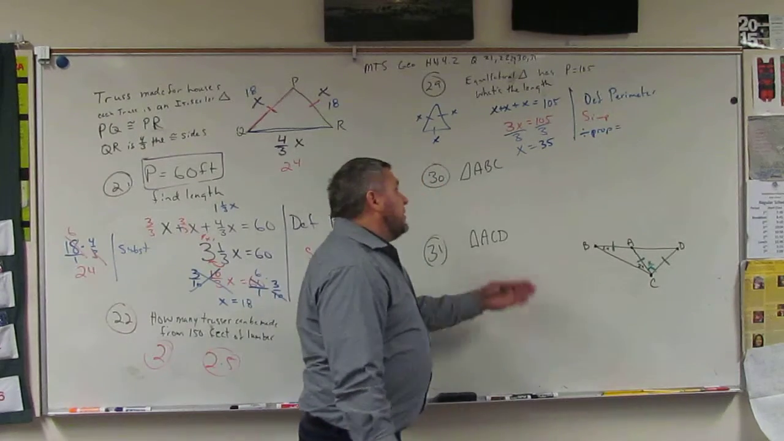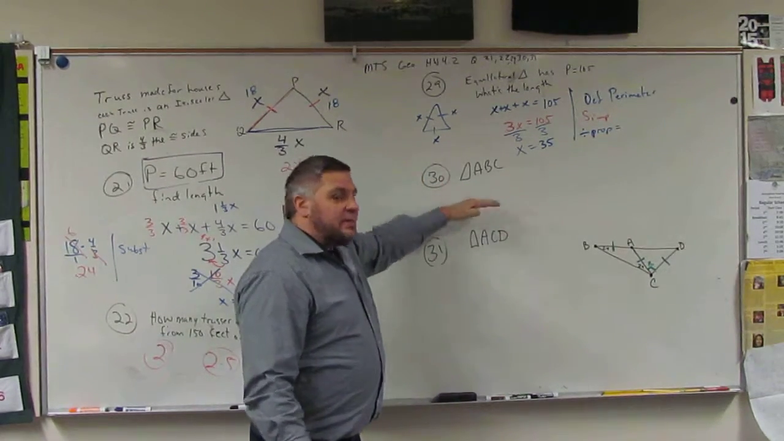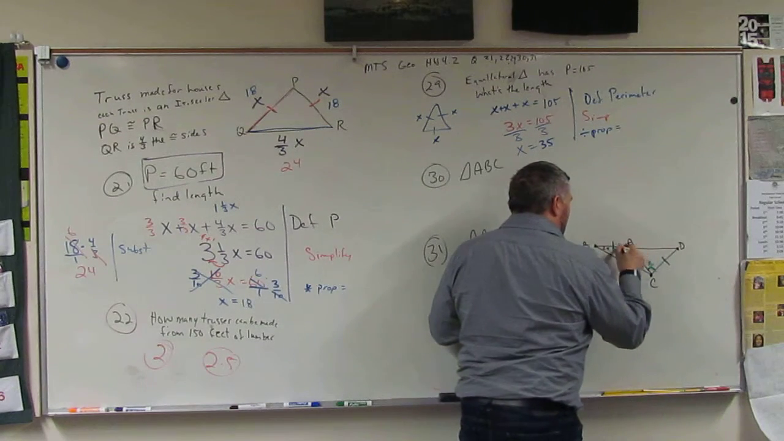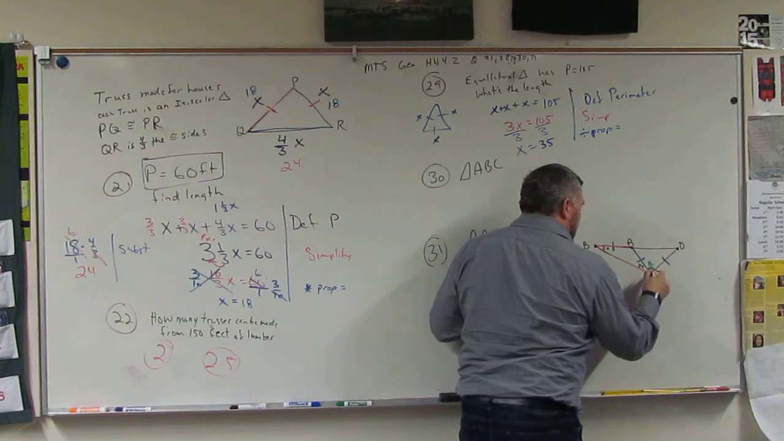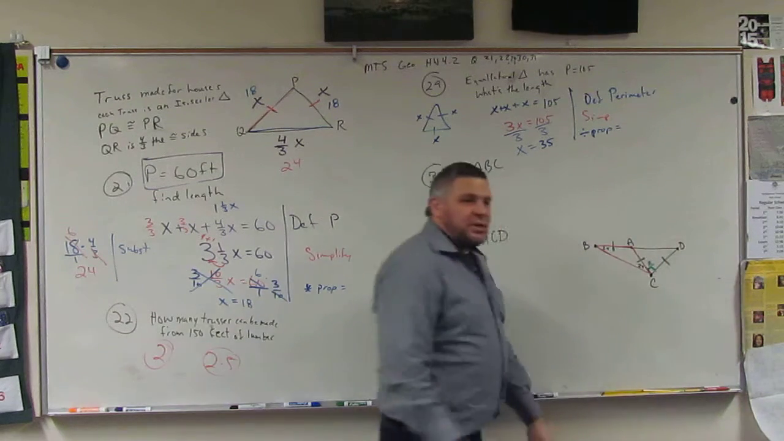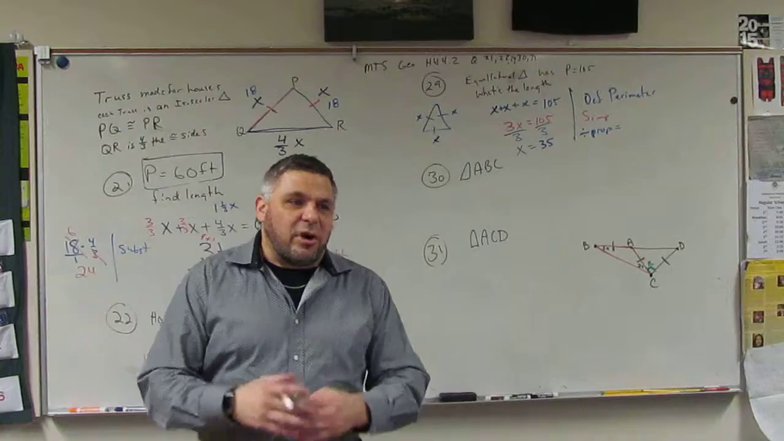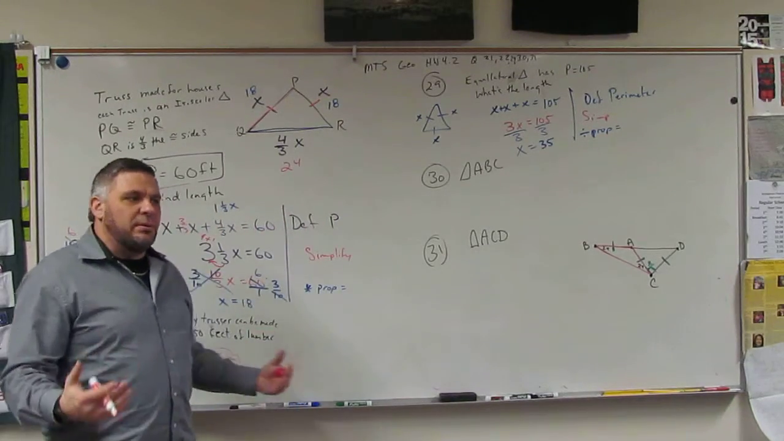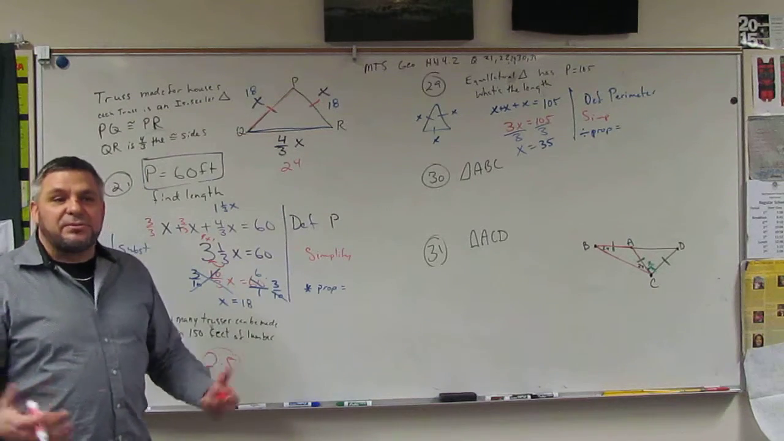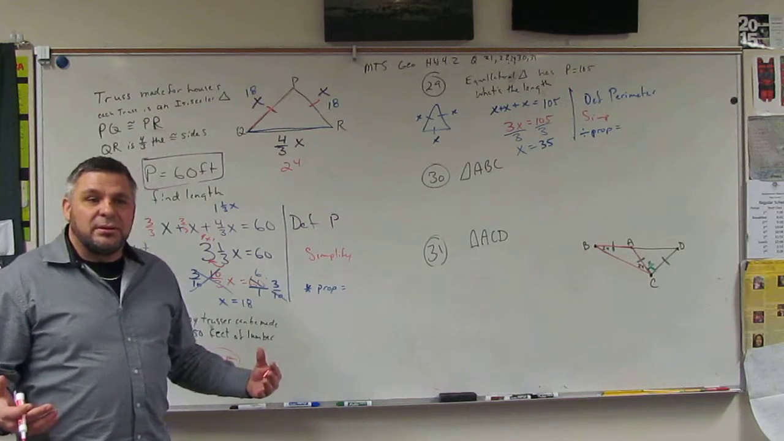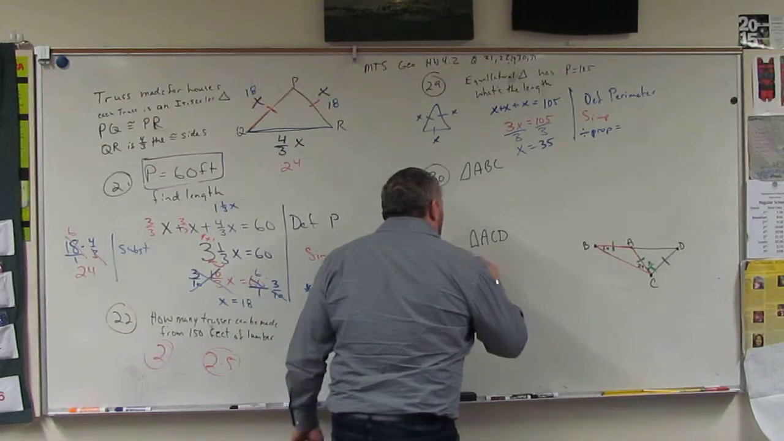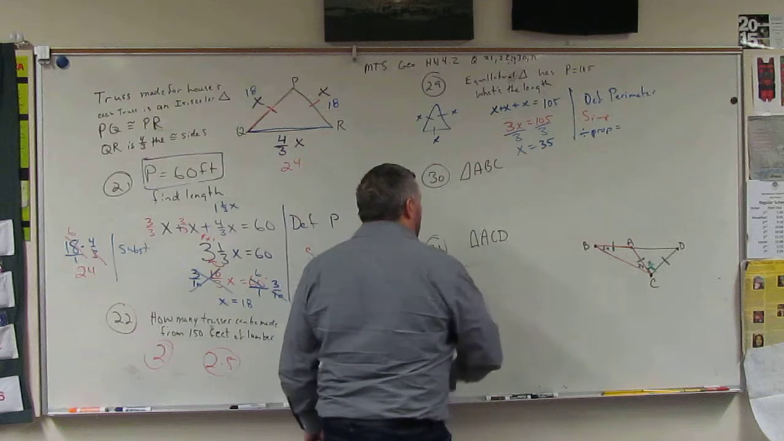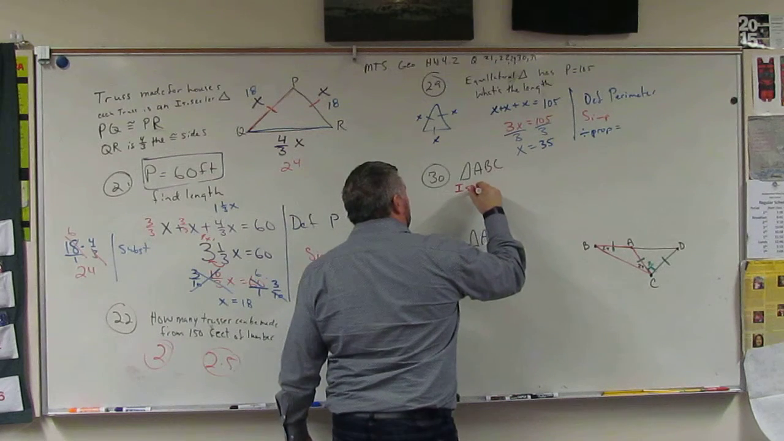So, what do we know about this triangle, ABC? So let's take a look at A, B, C. So that would be this triangle. Does it have all three sides the same? Does it have two sides the same, or are all three sides different? What do we know? Two sides are the same. So what do we call that kind of triangle? Isosceles. Okay? So we know it's isosceles.